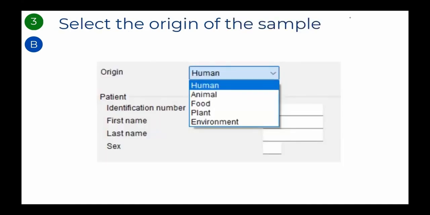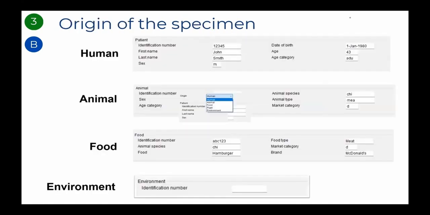In the first question, origin, you have the options of human, animal, food, and environment. If I choose human, I will see the questions listed here at the top: first name, last name, sex, date of birth, etc. Under animal, HUNET requests the animal species, the animal type, and the market category. If I select food, I can indicate that this is a hamburger from chicken. I can indicate the type of food, which is meat, as well as the brand, for example, McDonald's. Under environment, you can enter the identification number of the sample.